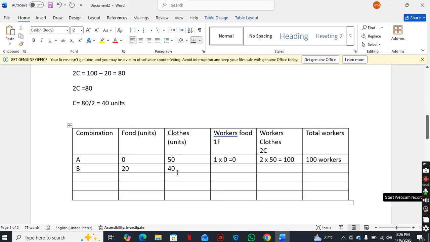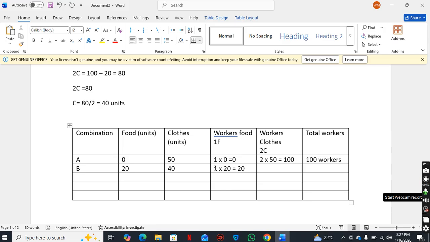Now remember, for the food it needs 1 worker. So this 20, you multiply it by this 1 here. In this expression I've written 1F here. 1 worker for 20 units. So you're going to say 1 times 20. You get 20 workers. So you're going to need 20 workers to produce these 20 units of food.